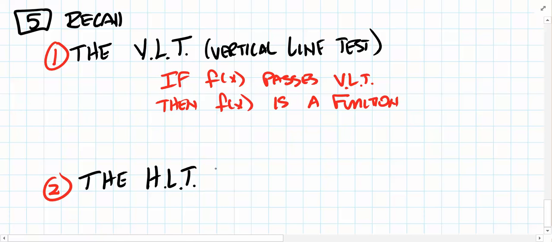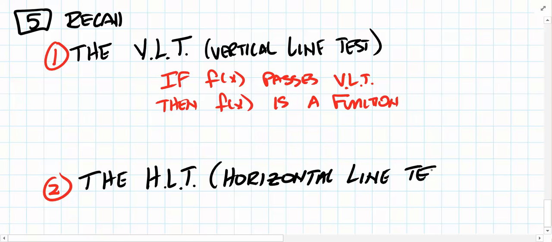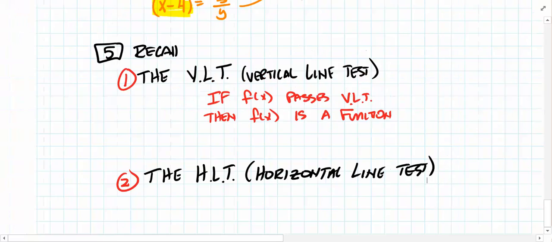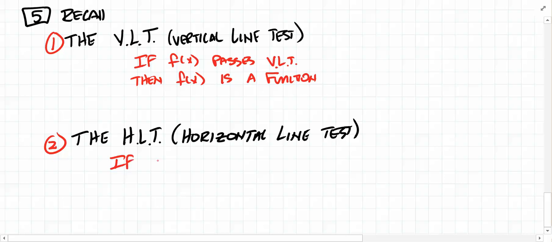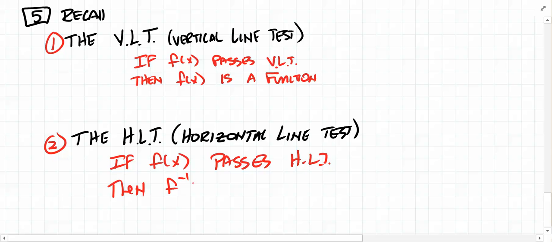Absolutely. The horizontal line test. Now, what does this one do? Defines it's not a function. Okay, well, we're on the right track, right? So if f of x passes the HLT, then f inverse of x exists and is also a function.